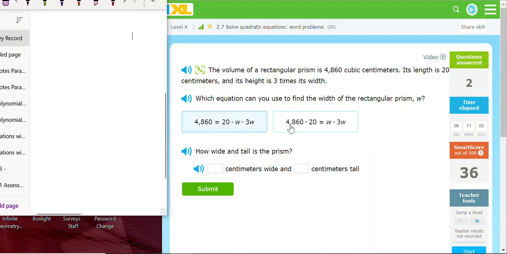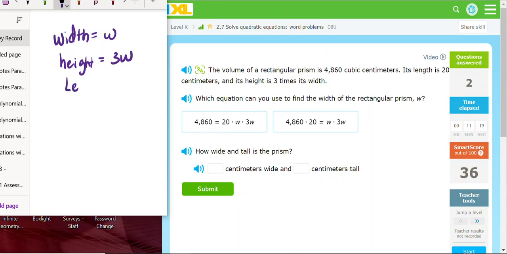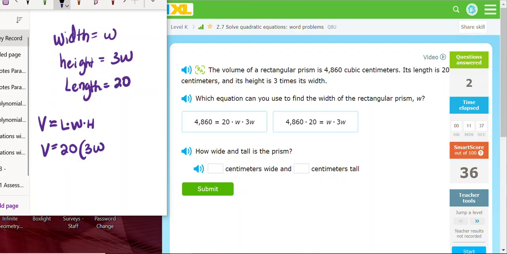All right, here's the trick. It says 3 times the width. It means you start with the width. So the width is W. The height is 3 times the width. How do I write that? 3W. And the length is given to us, isn't it? 20. And how do I find volume? Volume is length times width times height. So this is going to be 20 times 3W times W.